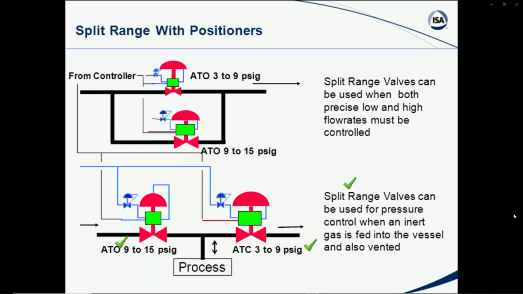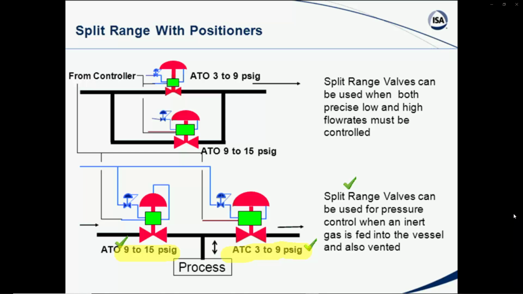Now, as the pressure drops down, in this particular case, we would want to have a reverse acting controller so that we would start increasing the pressure, and as the output goes above 9 psig, the valve from the inert gas would begin to open, putting pressure on the process. Notice that the other valve is air to close at 9 psig. It's already closed, and increasing pressure does not change its situation at all.